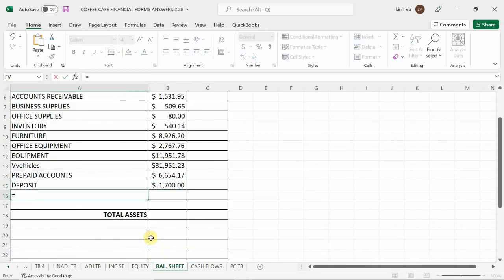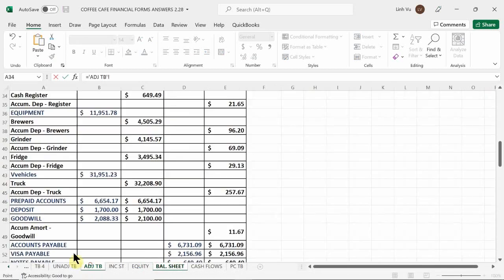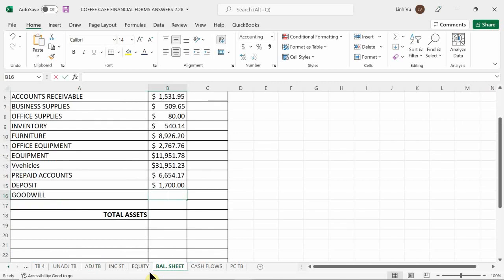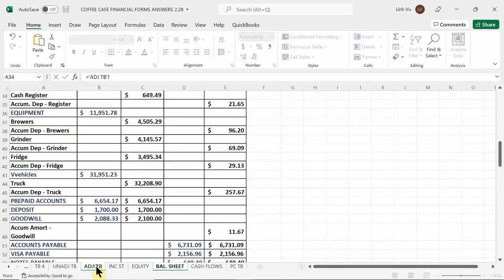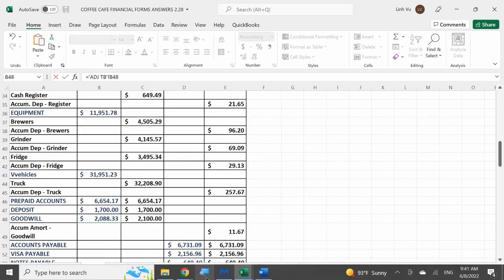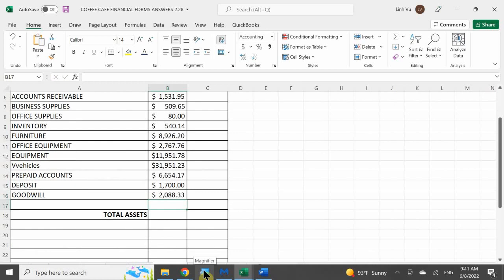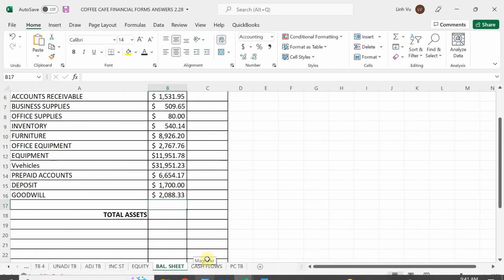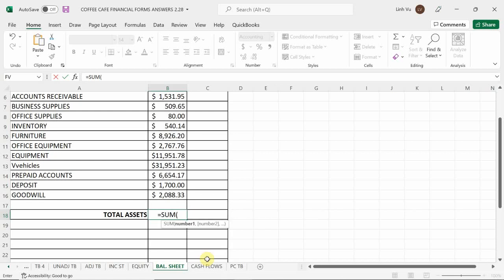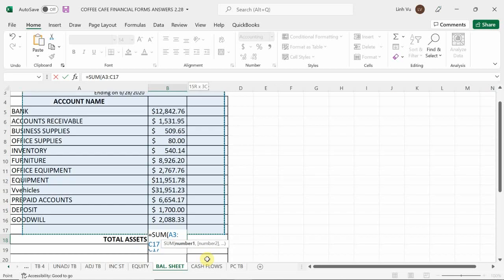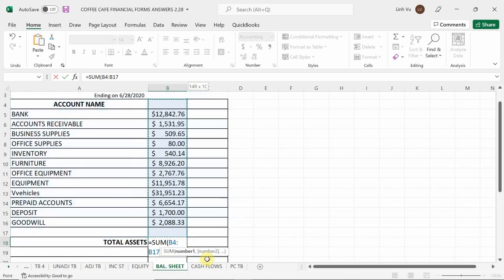And last but not least, I have my goodwill. Nothing else, no more assets after that. I have my current goodwill at a book value of $2,088.33. So these are all of my assets summed up together in my main accounts. And now I'm going to tally up all of my totals here.